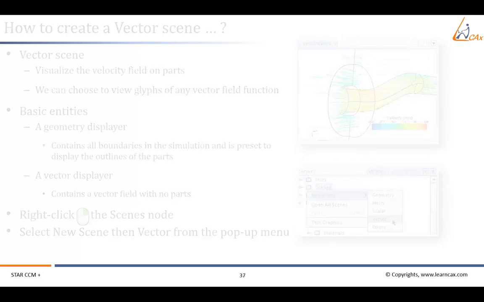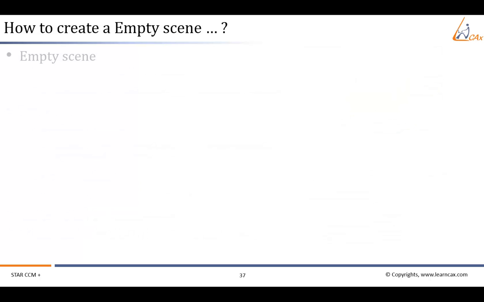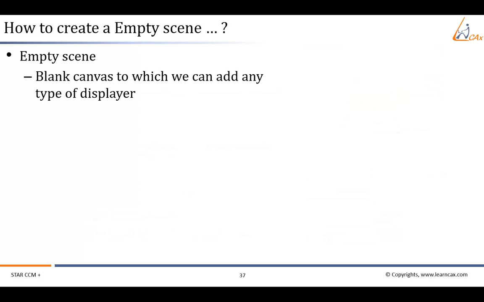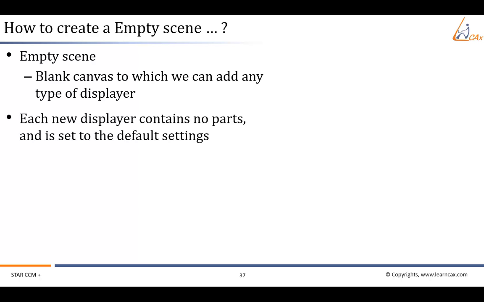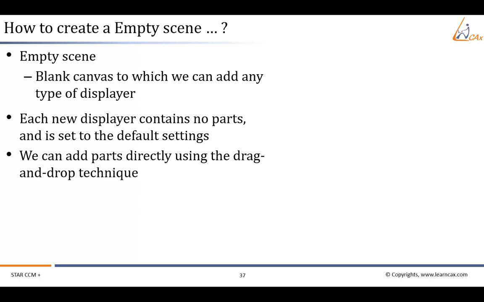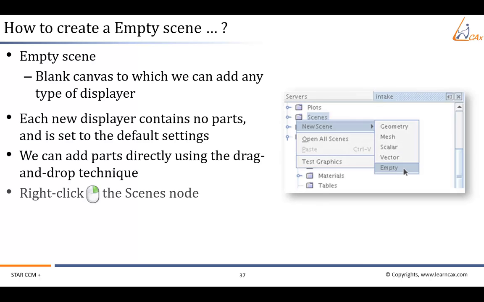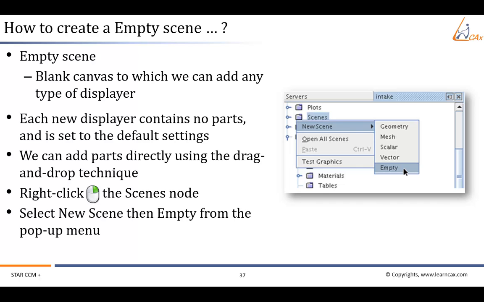Last is the empty scene. It is a blank canvas on which we can add any type of displayer. Each new displayer contains no parts and is set to the default settings. Also, we can add parts directly using the drag and drop technique. To create a new empty scene, right-click the Scenes node, select New Scene, then Empty from the pop-up menu.